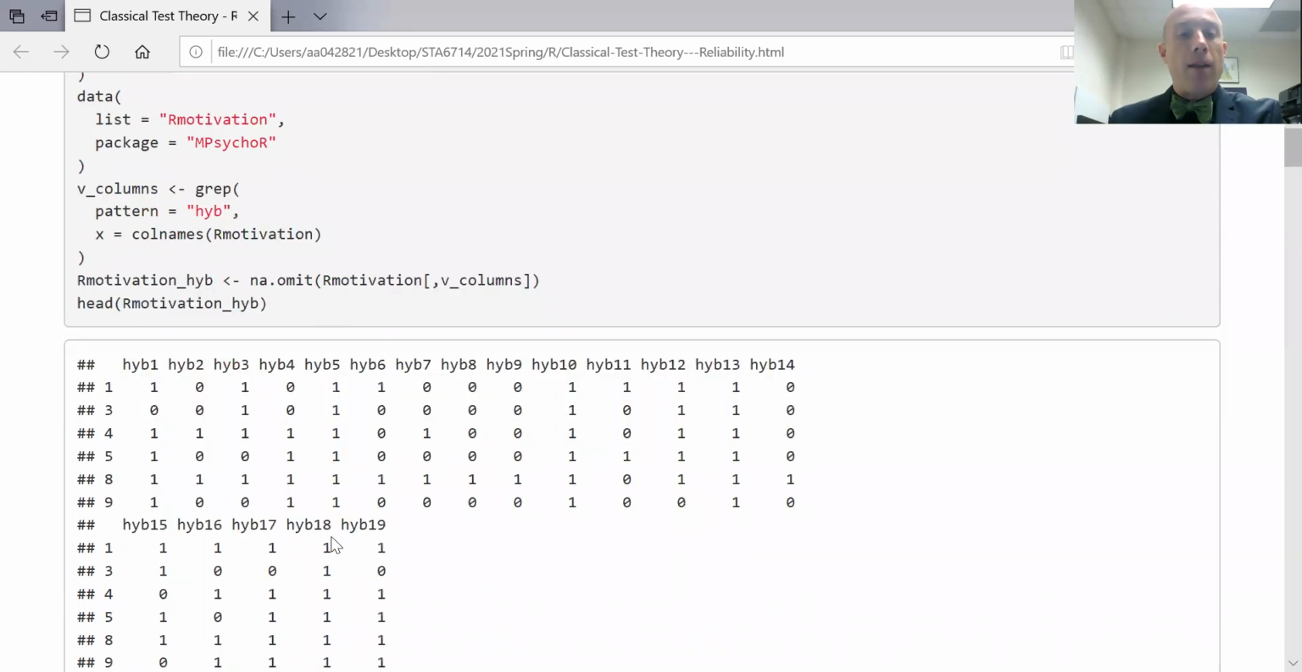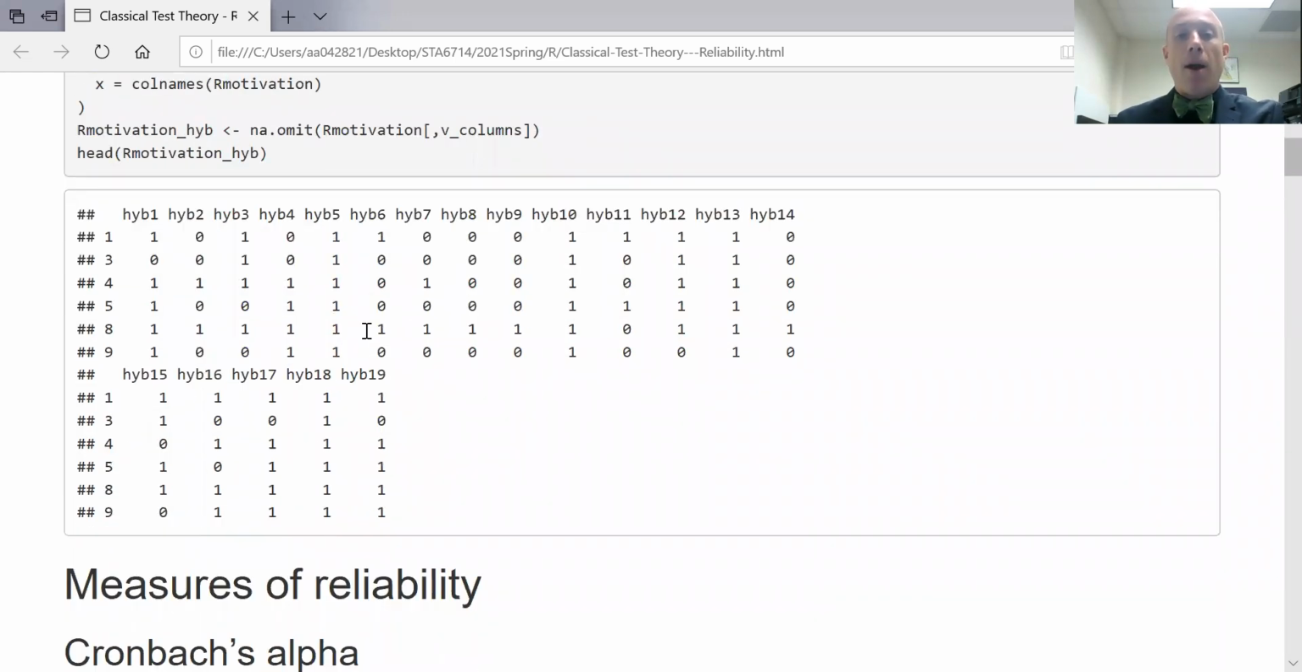Let's go ahead and look at our data. Here we can see that we've got binary data. All of these are hybrid columns. Now, what is it a hybrid of? I believe it's motivation for making R packages.